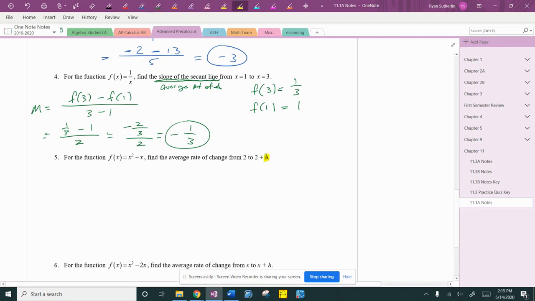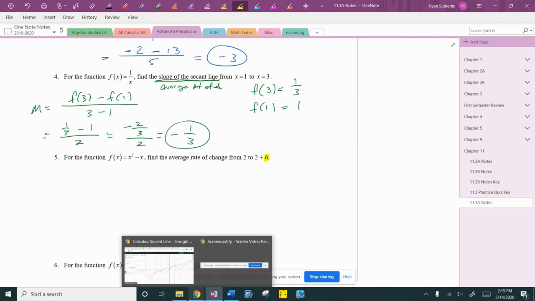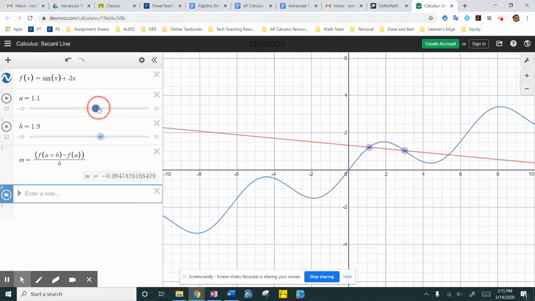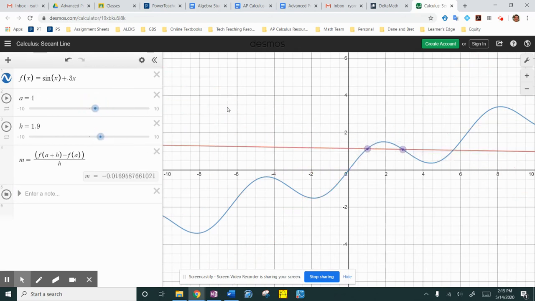So in this case, h is just this amount that we're moving away from 2. Let me show you a Desmos thing here so you guys can see what this is talking about. So right now I have a function. Let me set the a value here to 1, and I have h to be 1.9. So that means my next point is 1.9 units away. If I put h at 2, that means my next point is 2 units away. So I'm just looking at x equals 3.